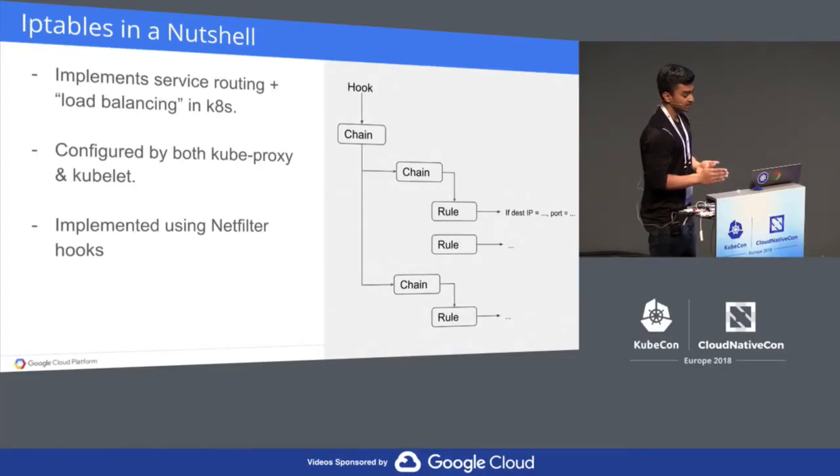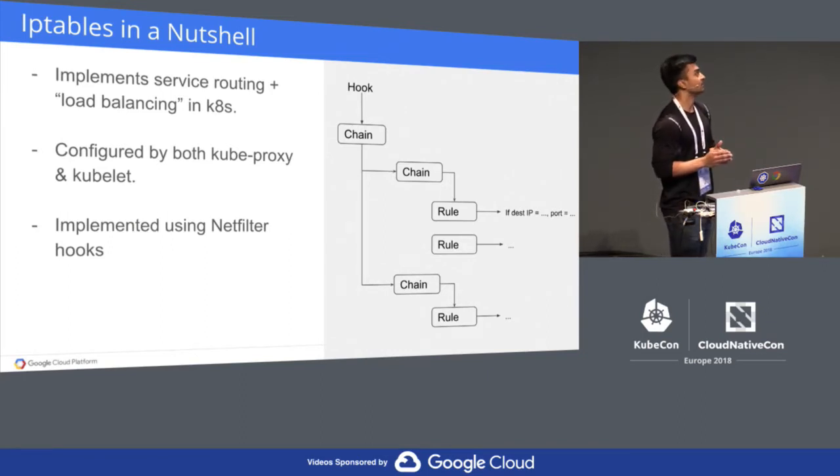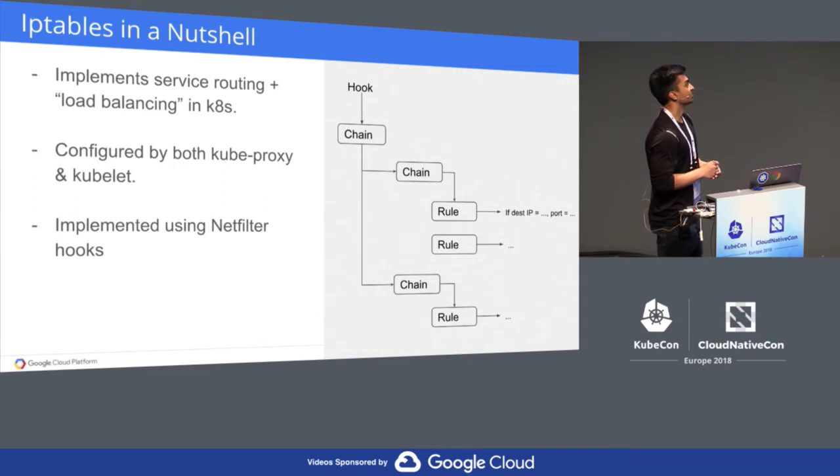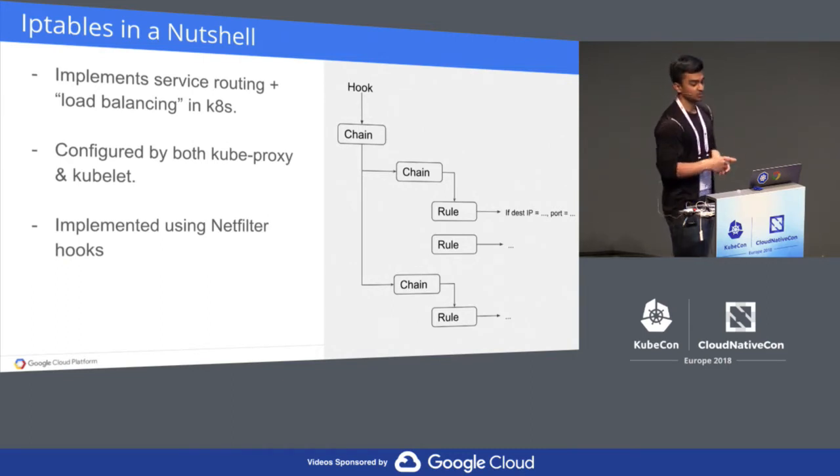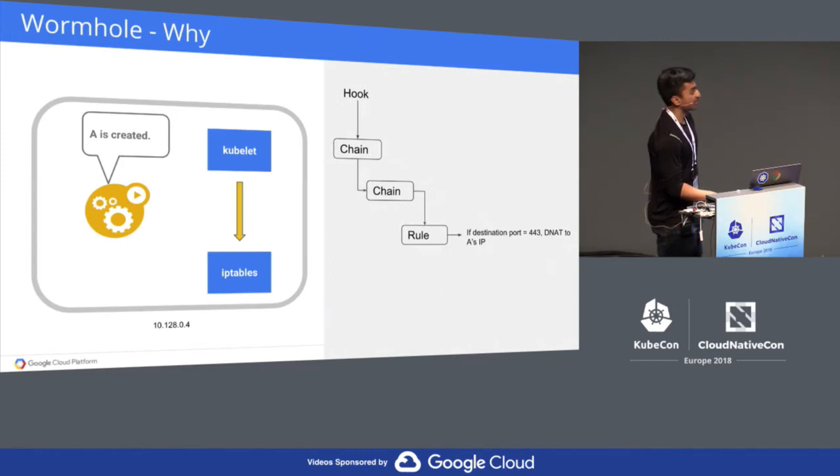As you can see, we register at hooks, such as pre-routing or output, and we install a bunch of chains. In reality, we have a couple layers of nesting of chains, and eventually we get to the actual rules. It can be a bunch of things, but in the simplest case, it can be: if your destination IP is this or your port is this, then do something. And so now we can look at what happened.